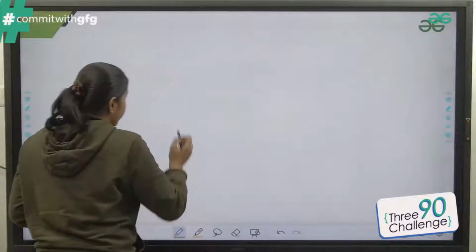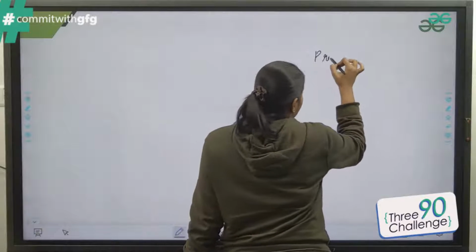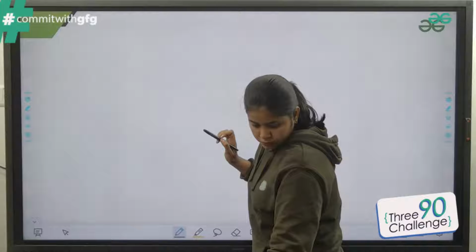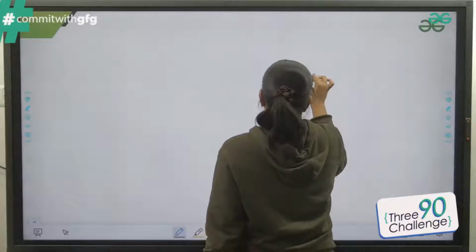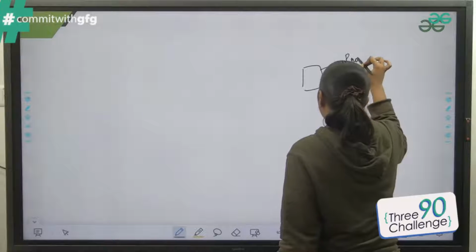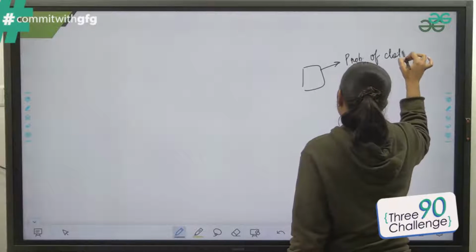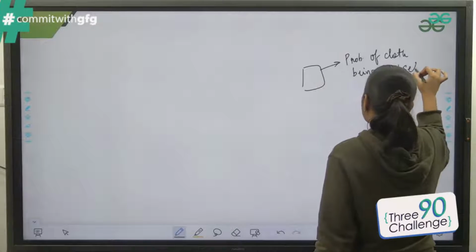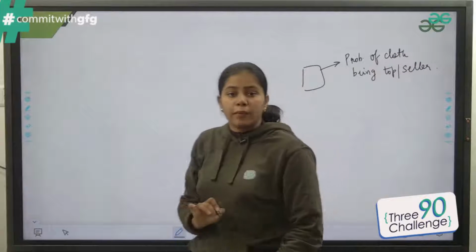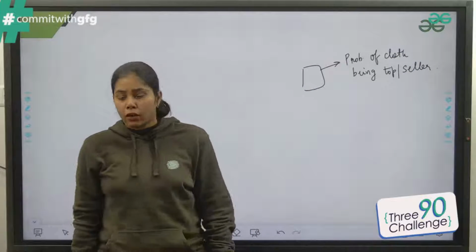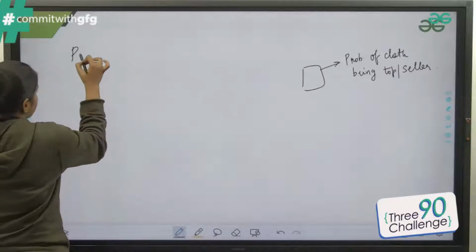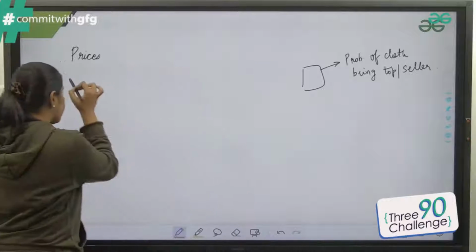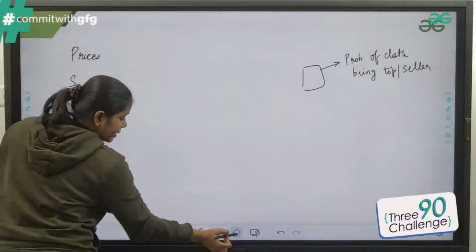Let's take an example where I want to know the probability of a cloth being a top seller, right? I have some clothes in my studio, and I want to know the probability of that particular cloth being a top seller or not. So how do I know? I have a number of features. What are they? I have the price of that particular cloth, and I have the shipping cost.